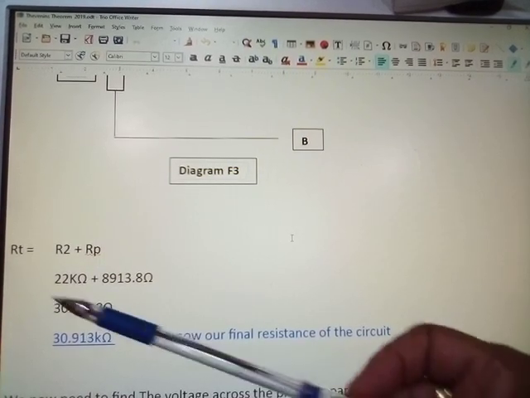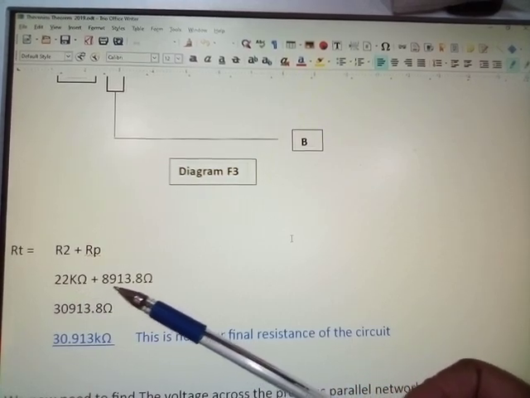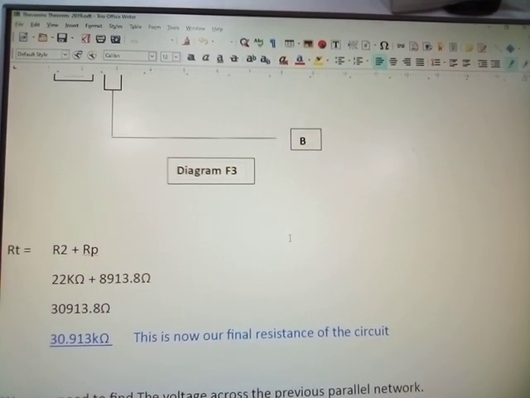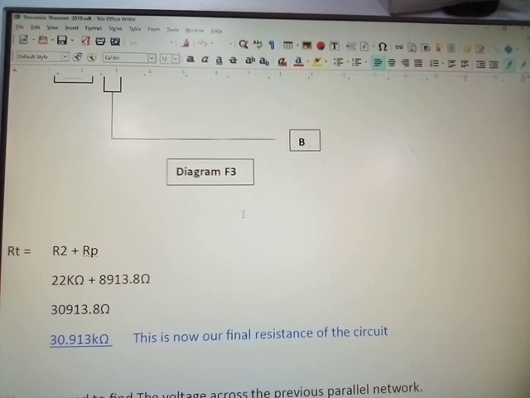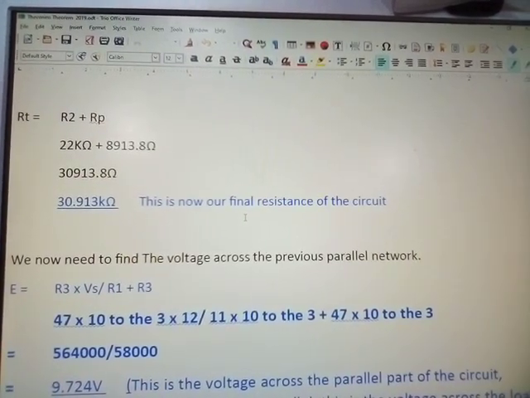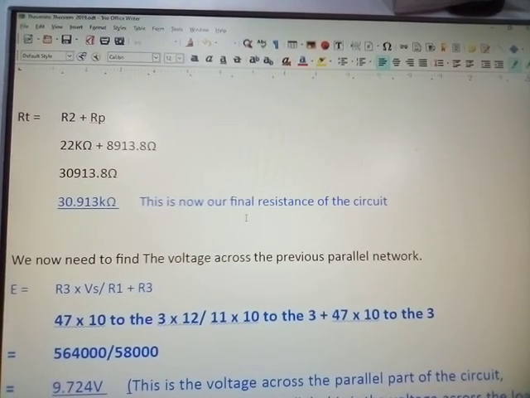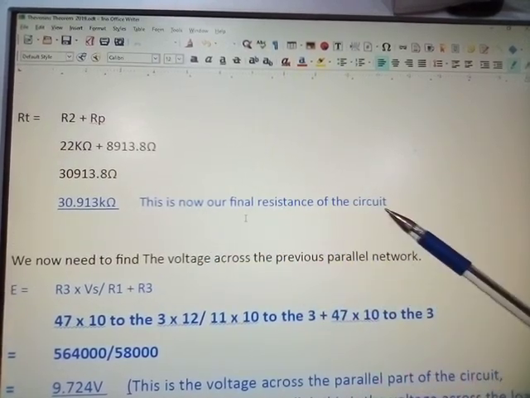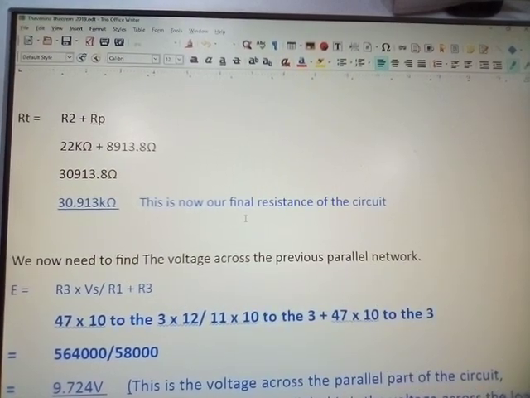Okay, RT equals R2 plus RP, 22 kilo ohms plus 8,913.8 ohms. Or convert that to kilo ohms again, and you'll find it comes up to appropriate values. Now, this is now our final resistance of the circuit. We now need to find the voltage across the previous parallel network.